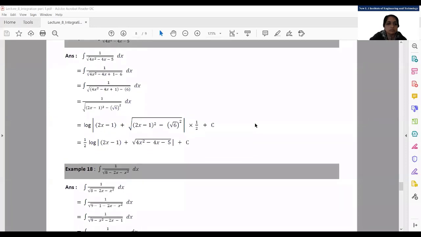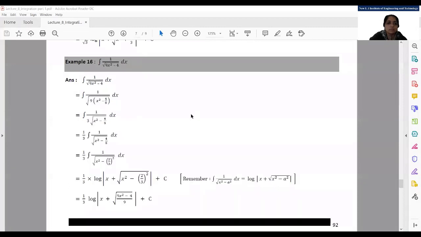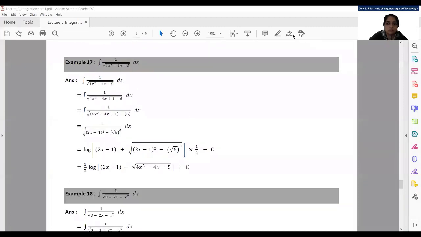The next example, number 17, that is integration of under root 4x square minus 4x minus 5. So this is quadratic, but this is not a perfect square. Your first term is 4x square, your middle term is minus 4x. When you apply the last term formula, last term is middle term square upon 4 into first term, then you will find your last term will be 1.